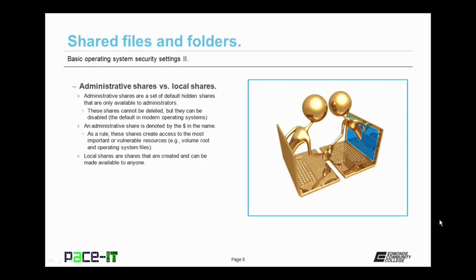When we start talking about shared files and folders, the first thing we need to be made aware of is that there are administrative shares and there are local shares. Administrative shares are a set of default hidden shares that are only available to administrators. These shares cannot be deleted, but they can be disabled, which is the default in the modern operating system. An administrative share can be identified by the dollar sign in its name.